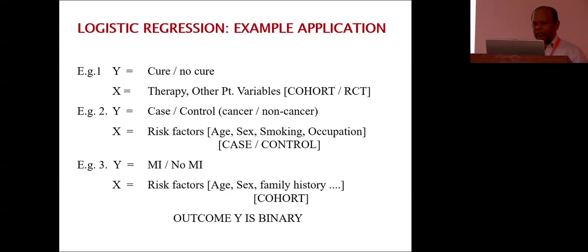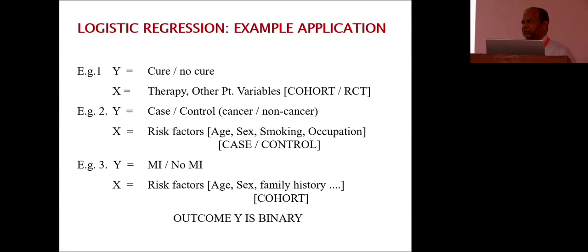So therefore, the outcome is binary. Now you can have many categories, ordinal, polytomous, and so on. Mostly it is binary, okay? Cure or no cure. These are all the covariates which you have. Case or control in case control studies. This is your risk factors. Myocardial infarction, yes or no, risk factors. Outcome is binary. So for logistic regression analysis.